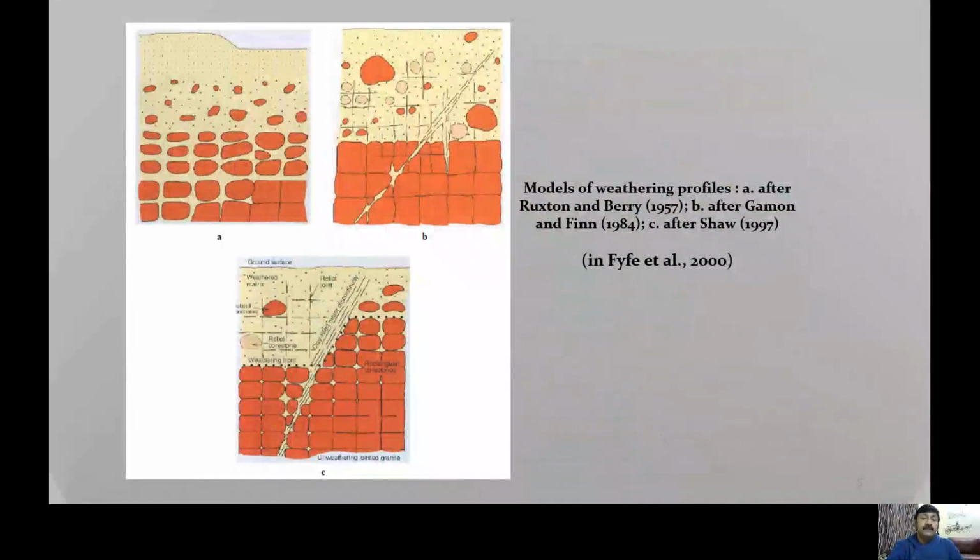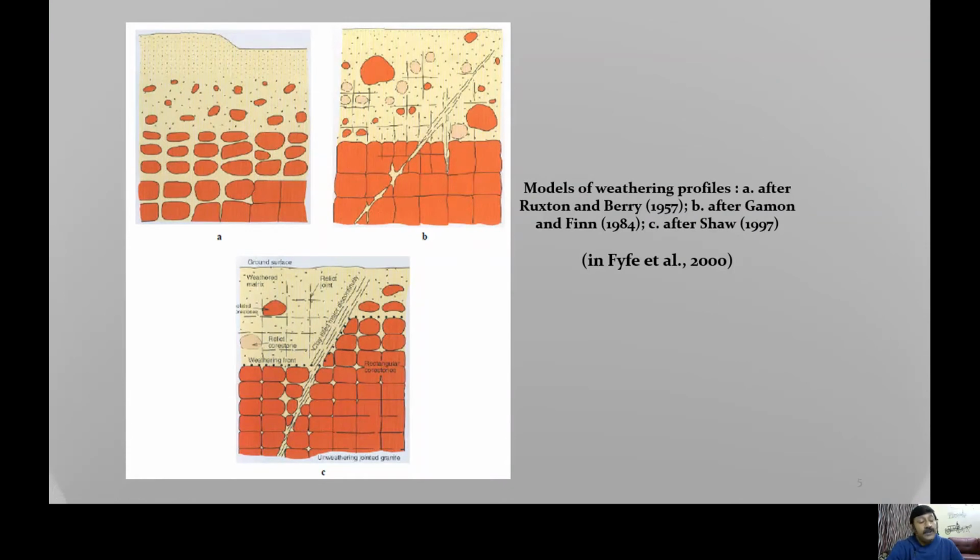So this is a very general schematic diagram of a weathering profile. That means how a weathering profile should look. There were several models that were proposed. However, the third one here, proposed by Shaw, is probably the most acceptable schematic diagram of a generalized weathering profile. Now here we can see that the weathering front appears at different depths, or in other words, the bedrock appears at different depths, although the two locations are not very far from each other.